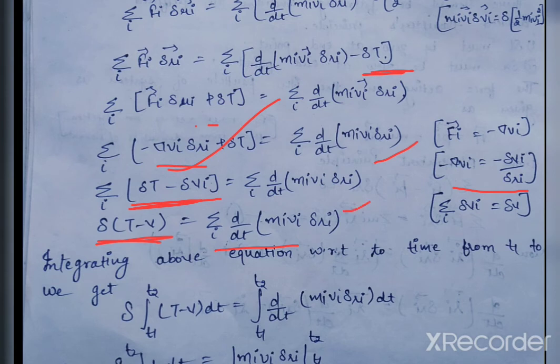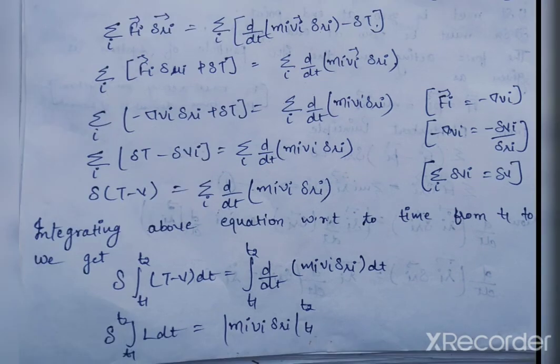Now we integrate this equation with respect to time from t1 to t2, as our holonomic system moves from P to Q between t1 and t2. After integrating, we get δ integral from t1 to t2 of (T minus V) dt is equal to integral from t1 to t2 of d by dt of mi vi δRi dt. As we know that the difference between the kinetic energy and potential energy is equal to the Lagrangian, L is equal to T minus V. Therefore we put L here in place of T minus V.